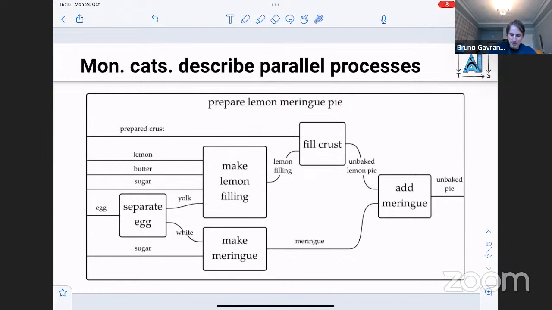So we read this as going from left to right, and we read a box as a process that in this case takes a lemon filling and prepared crust and fills the crust, for instance. This is a very silly example in a way, but it tells us what monoidal categories are. They describe parallel processes, and they are a formal system, a formal language for thinking about this.